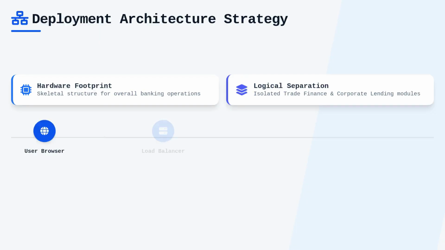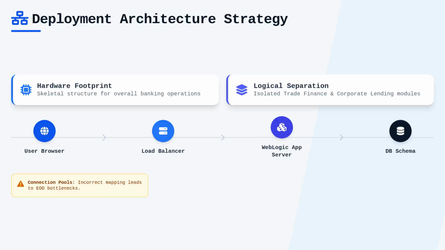The application server layer often runs on WebLogic, necessitating a robust management strategy for managed servers and clusters. If these servers are not correctly mapped to the underlying data source connection pools, you will inevitably face bottlenecks during peak processing times, such as end-of-day operations.